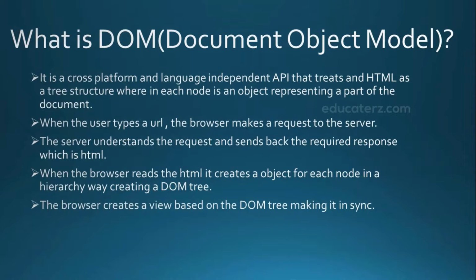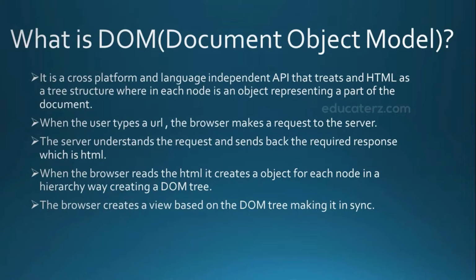When the user types a URL in the browser, it makes a request to the server. The server, on receiving the request, understands it and sends back the required response, which is basically HTML. As the browser understands HTML, when it reads the HTML, it creates an object for each node in a hierarchical way, creating a DOM tree. Let's say we have a body tag, which has a div tag as a child, and a paragraph tag, which is the child of the div tag.